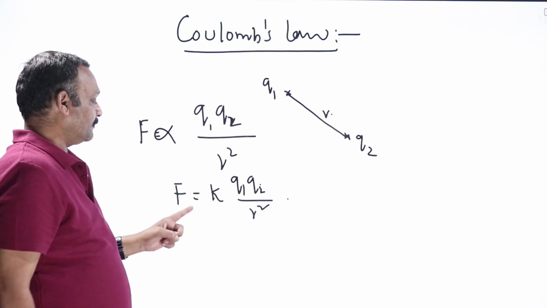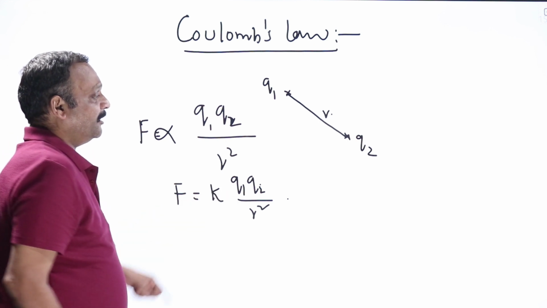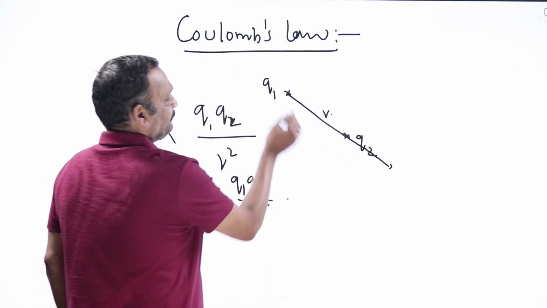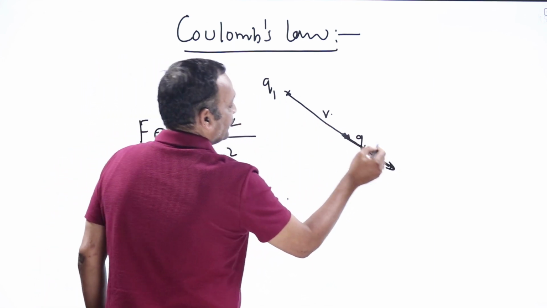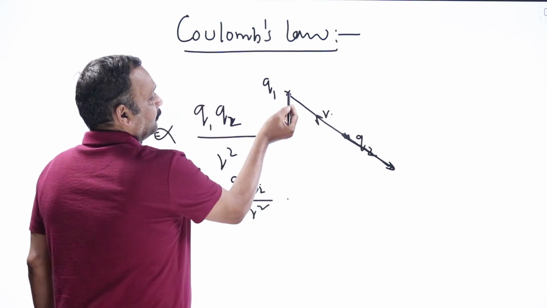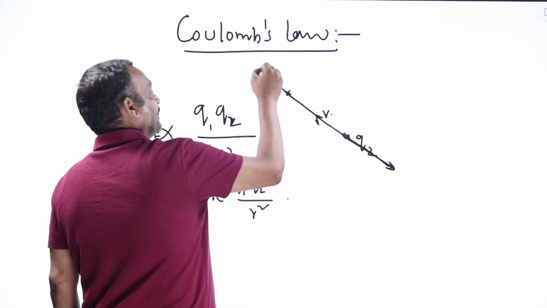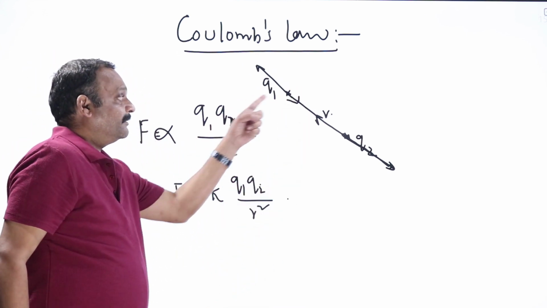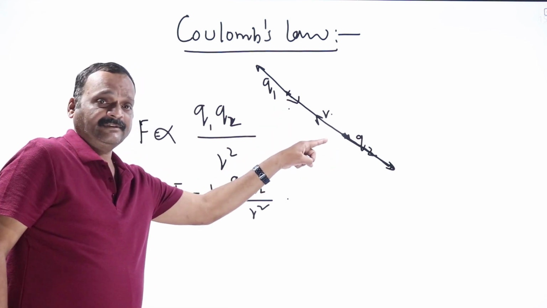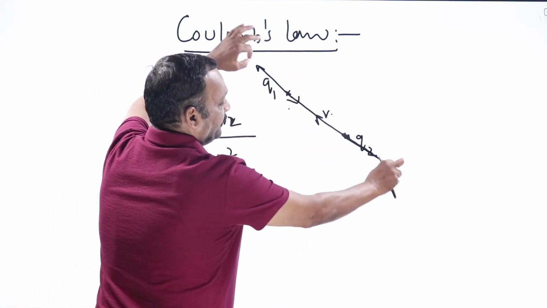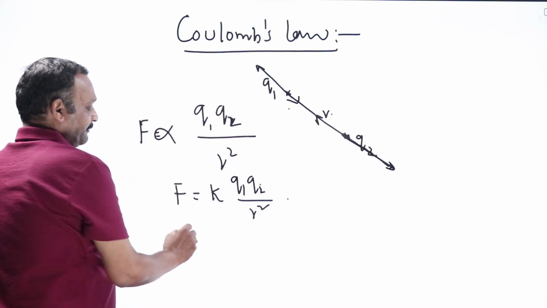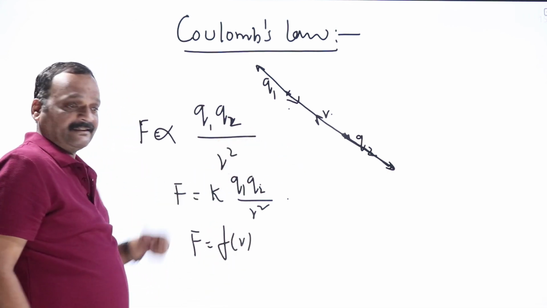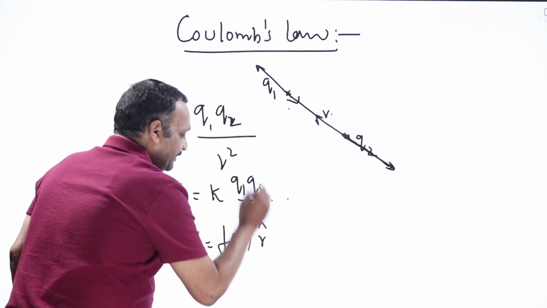It is an inverse square law force, and that force always acts along the line joining the two charges. The force of attraction or repulsion between these two charges will be either in this direction or in this direction. Similarly, the force on this charge due to this one will be either like this or like this. So the electrostatic force not only depends on the distance between the two charges but always acts along the line joining them.